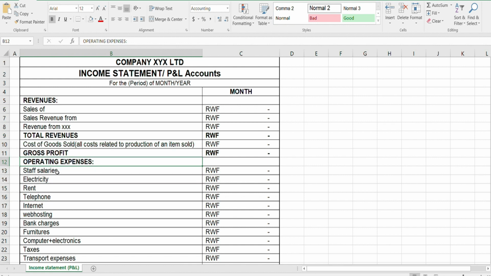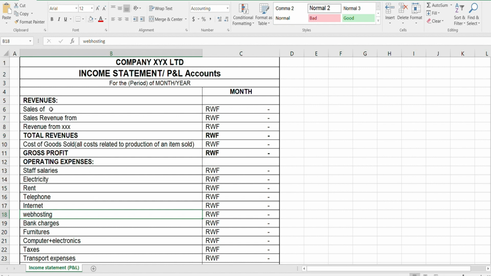Then here for the operating expenses, these are the other running expenses on a daily basis, or the general expenses. We may call them running expenses or operating expenses, like staff salaries, electricity, stationery, and whatever may be considered as general.